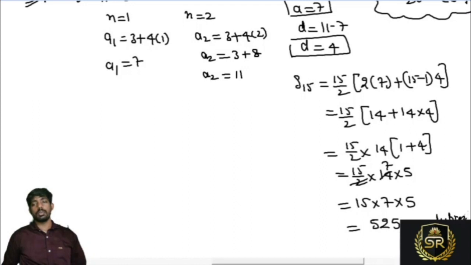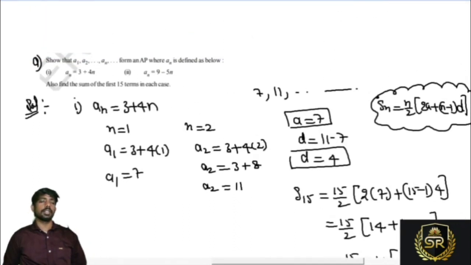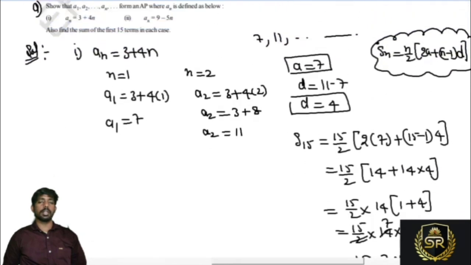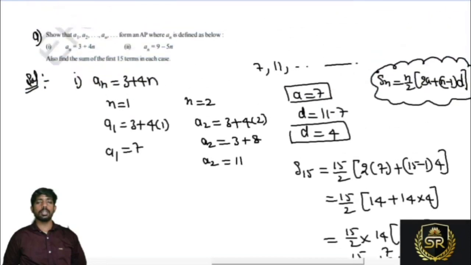That's all. What is asked? The sum of the first 15 terms is asked. So the first 15 terms is S15. This is the solution. This is the first bit, and the second bit is a homework problem. Consider it as a homework problem. That's all.